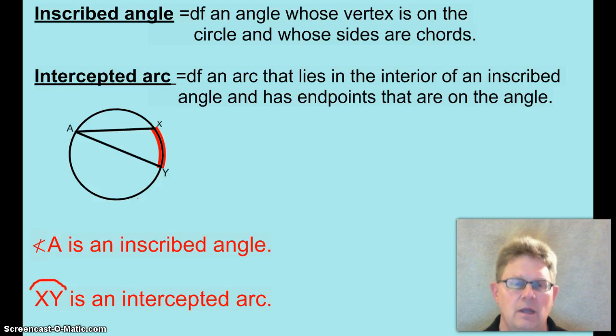Intercepted arc. An intercepted arc is defined as an arc that lies in the interior of an inscribed angle and has endpoints that are on the angle. So arc XY is an intercepted arc. It is cut off from the rest of the circle because it's in the interior of the angle.